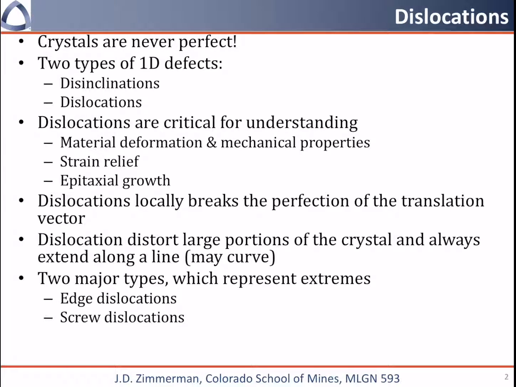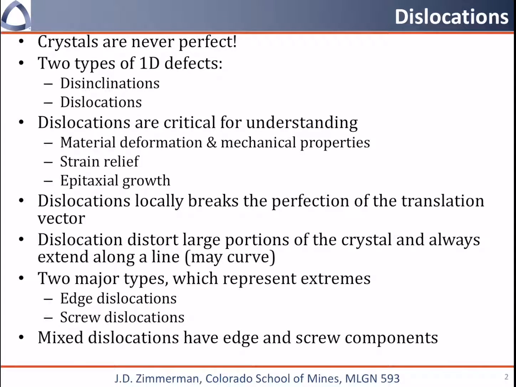There are two major types of dislocations. There are edge dislocations and there are screw dislocations. And these represent the extremes of the type of dislocations you can have. You can also have things that are somewhere in between an edge and a screw, and we call that a mixed dislocation.